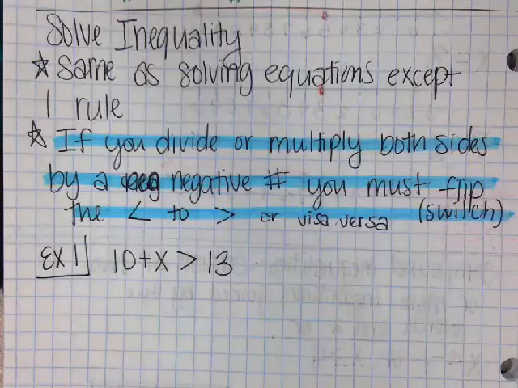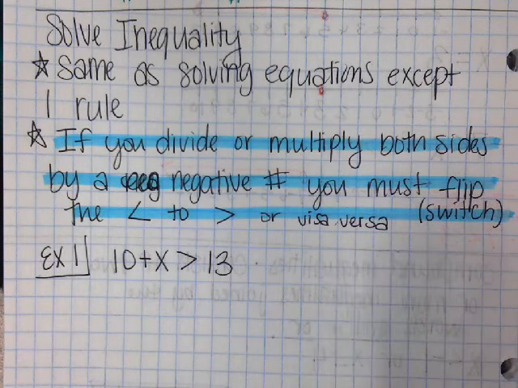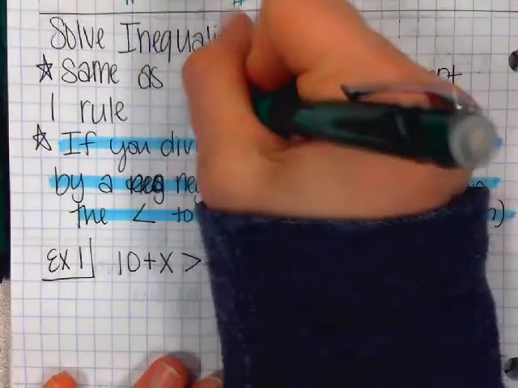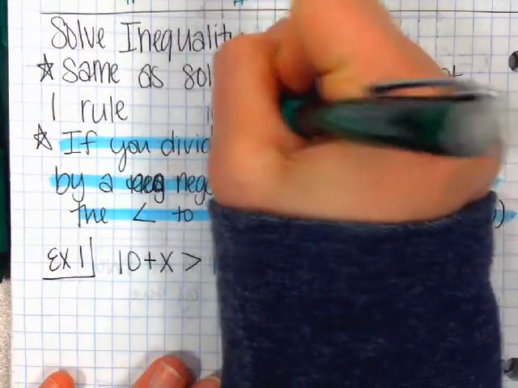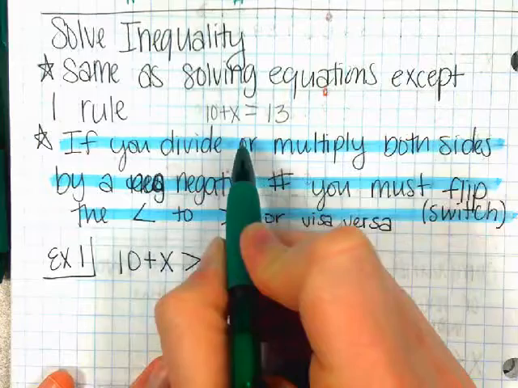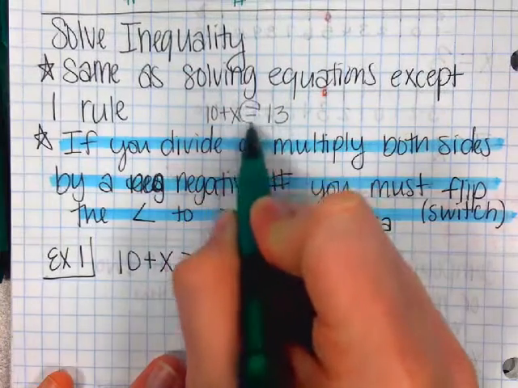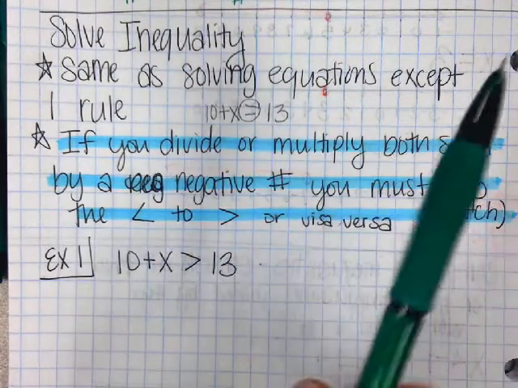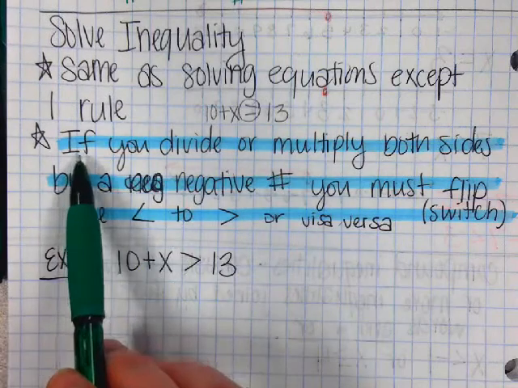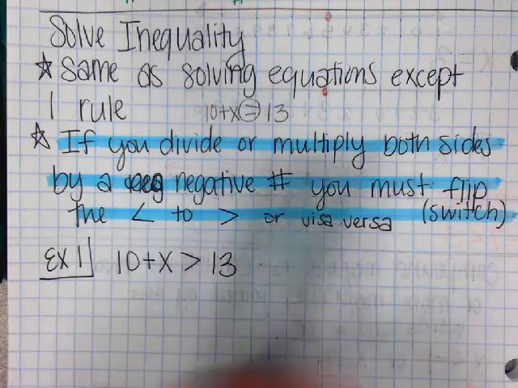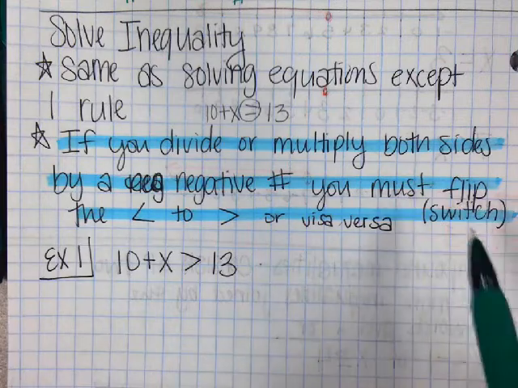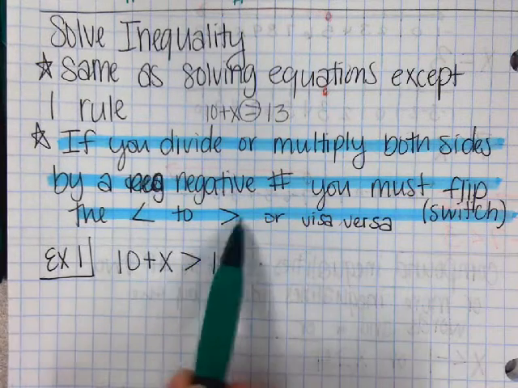So, solving inequalities. Solving inequalities is the same as solving a regular equation, like if I had 10 plus x is equal to 13. It's the same thing. The only difference is this is changed into a greater than instead of an equal to, except for one rule. The one rule that makes it different is if you divide or multiply both sides by a negative number, you must flip or switch, however you want to say it, the less than to a greater than or vice versa.